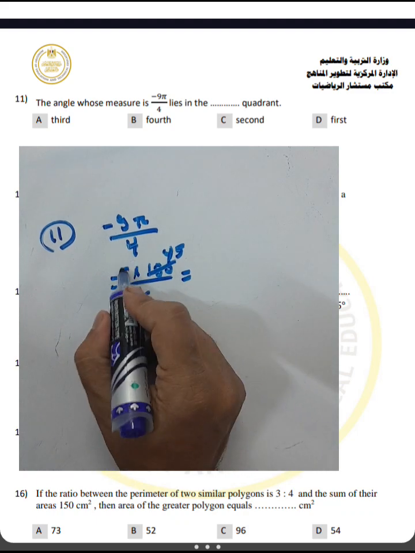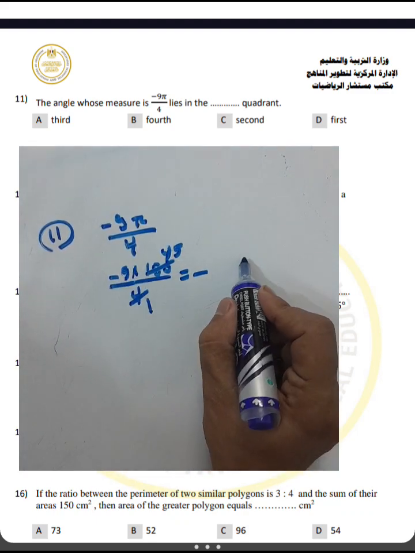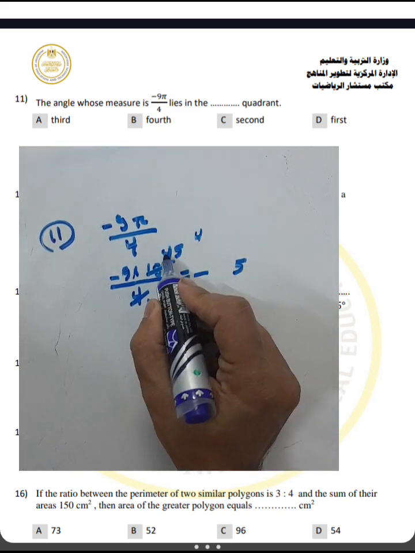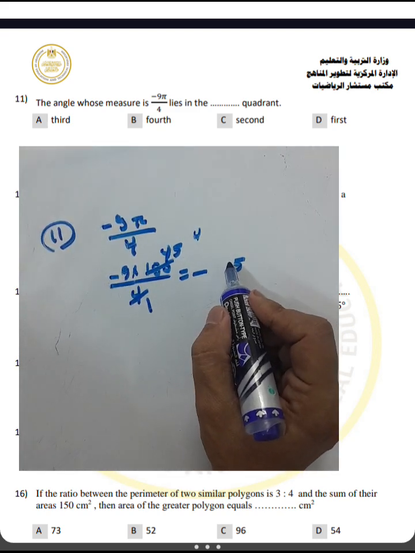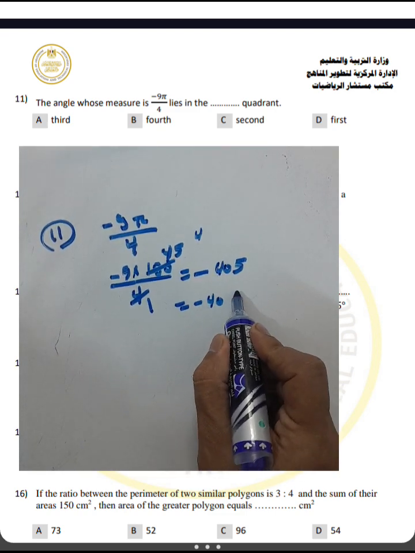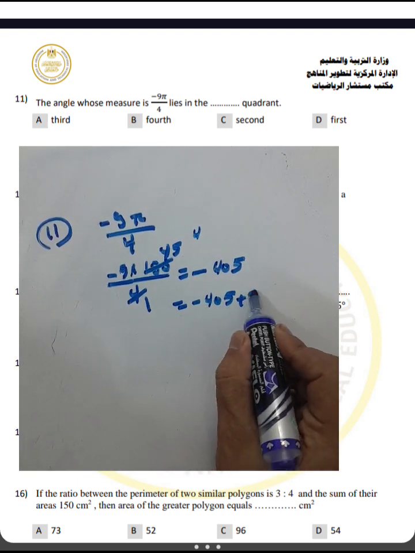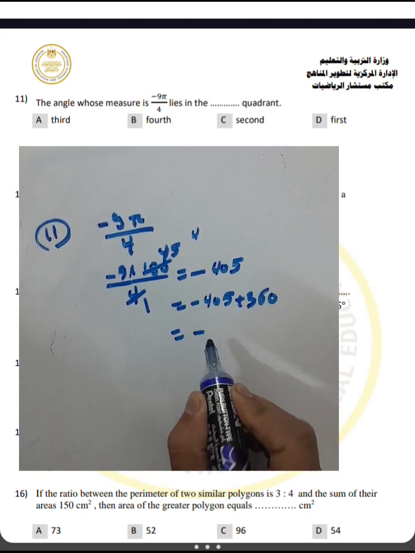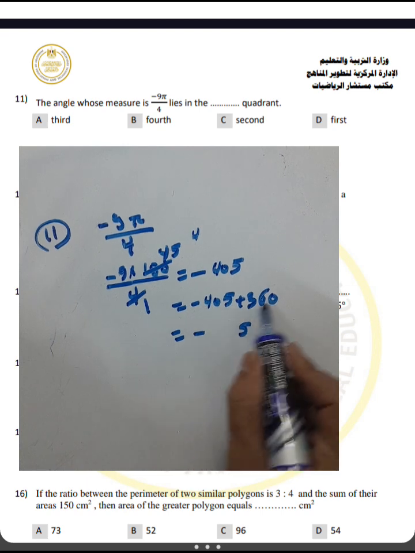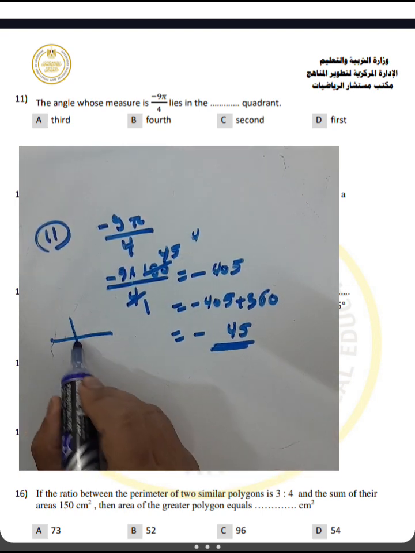45 times 9: 5 times 9 equals 45, write 5 and carry a 4. 4 times 9 equals 36, plus 4 equals 40. Then negative 405. You can add 360 and get negative 45, which lies in the fourth quadrant.